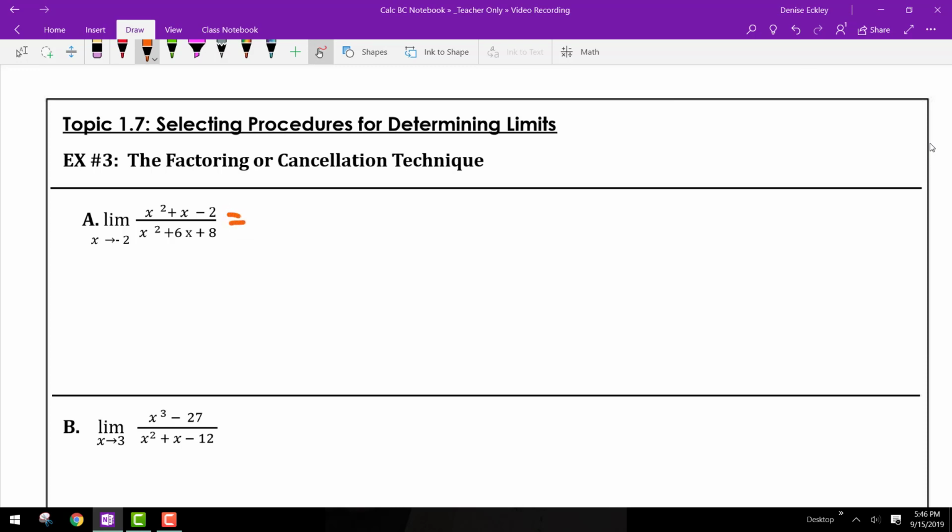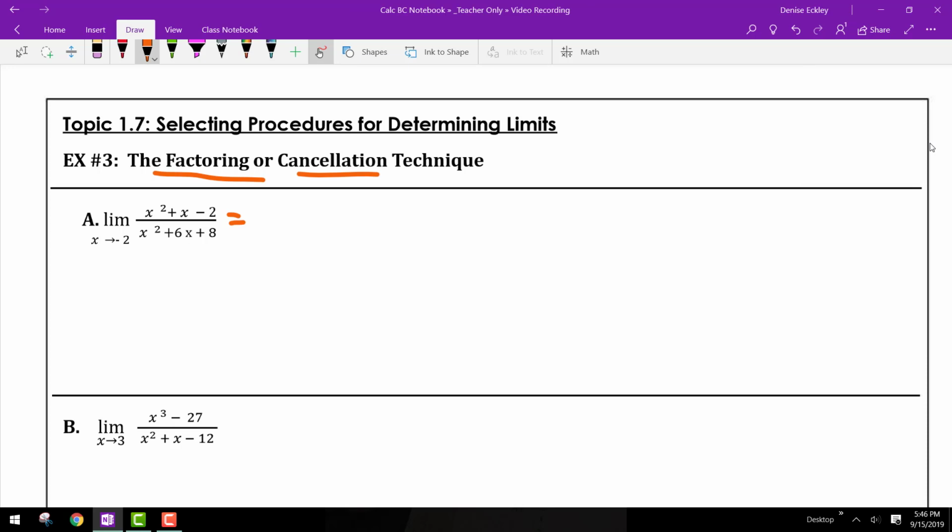I'm going to do that down here. I know it tells us we're using the factoring cancellation method, but again, remember, you're not going to be told on the test or any of the tests or quizzes in class what method to use, so you want to make sure that you do try direct substitution first.